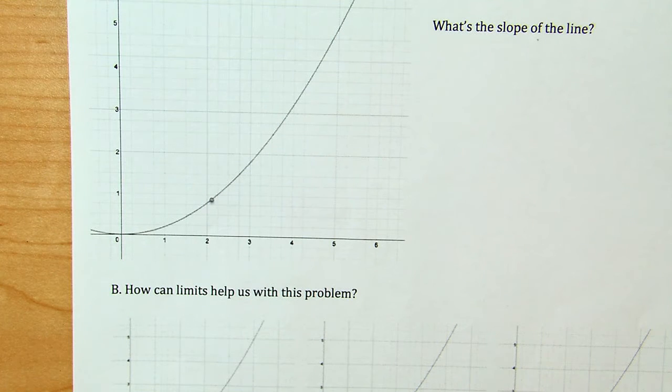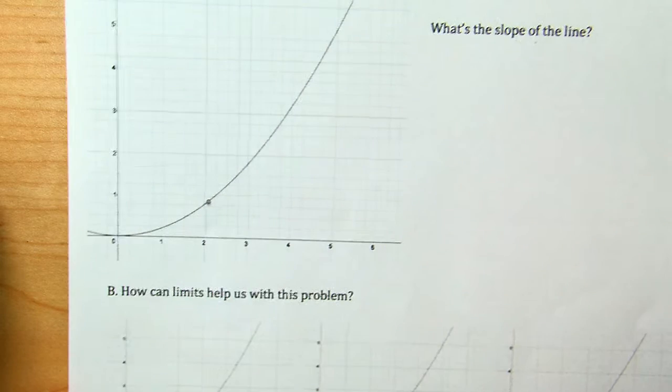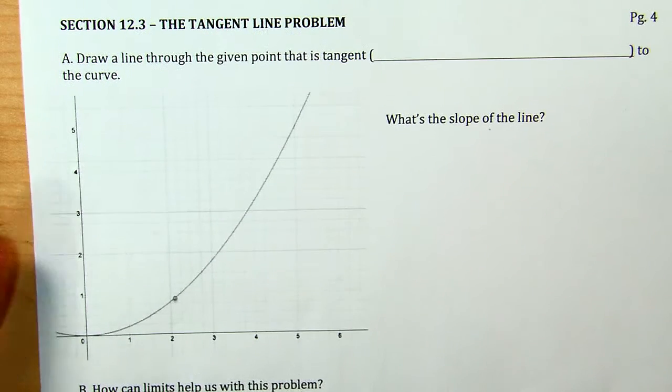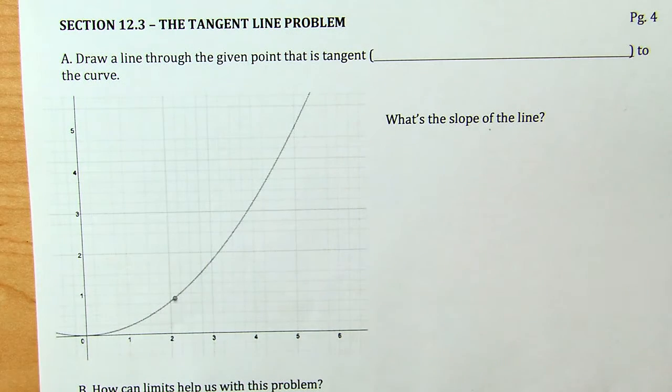All right, this is the first of two videos. The first video that you watch is going to be on page 4 of your notes. It's the explanation of the tangent line problem. This is a famous problem throughout math history that mathematicians have tried to solve, and it actually leads to one of the major things in calculus.